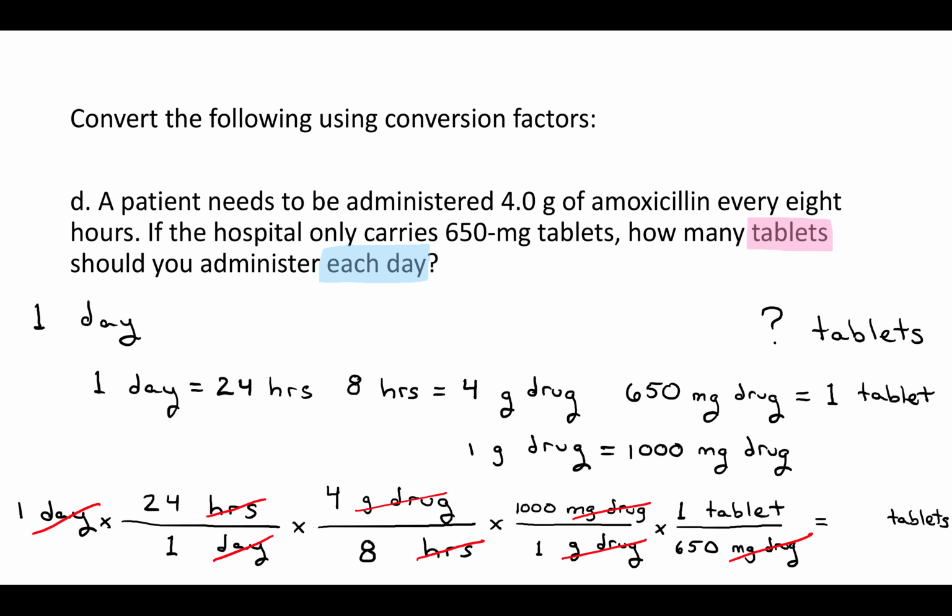And the way you'd plug a beautiful calculation like this into a calculator is 1 step at a time. You'd hit 1 times 24, enter, divided by 1, enter, times 4, enter, divided by 8, enter, times 1,000, enter, divided by 1, enter, times 1, enter, divided by 650, enter, and you get 18.5 tablets, 18.5 tablets, and that would be your answer.